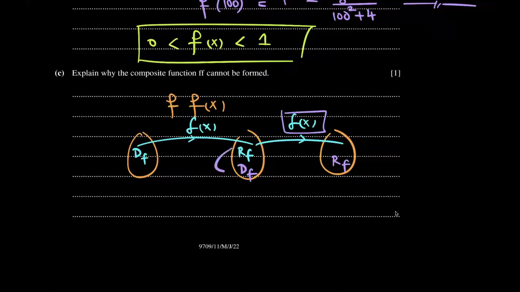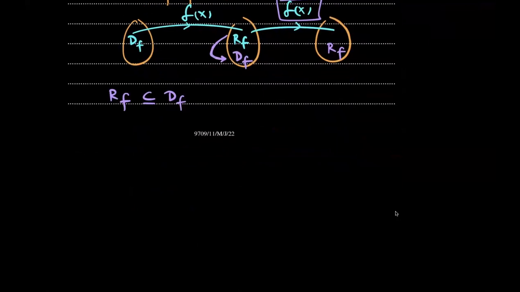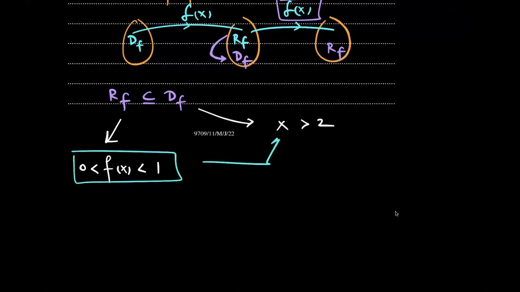In order for the composite to exist, the range of the first function should be a subset of the domain of the other function. Now we go this way, because first x is inserted in this f and then the result is inserted in this f. So the range of f should be a subset of the domain of f. Now what is the range of f? We just found it. f(x) lies between 0 and 1. What is the domain of f? That is x greater than 2. This is not a subset of this. That means if I draw it on a number line, this is 0, this is 1, this is 2.